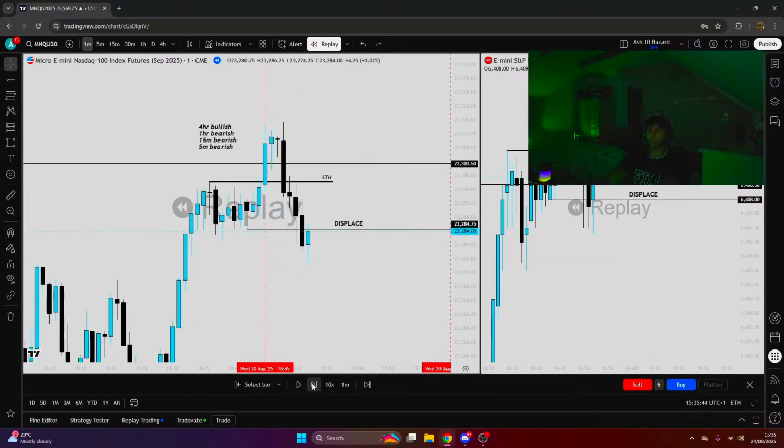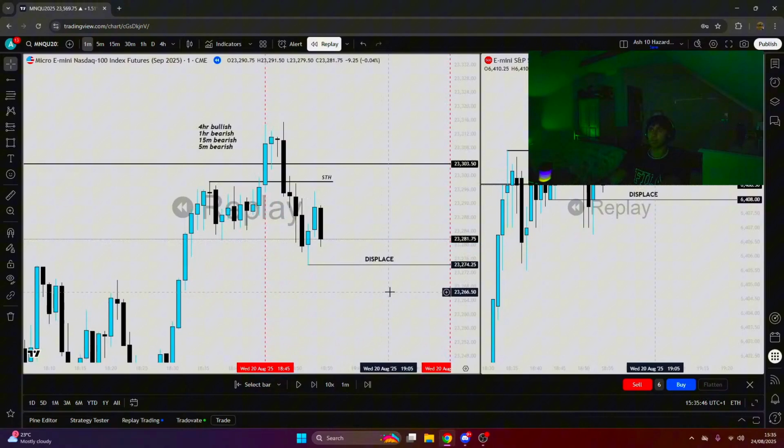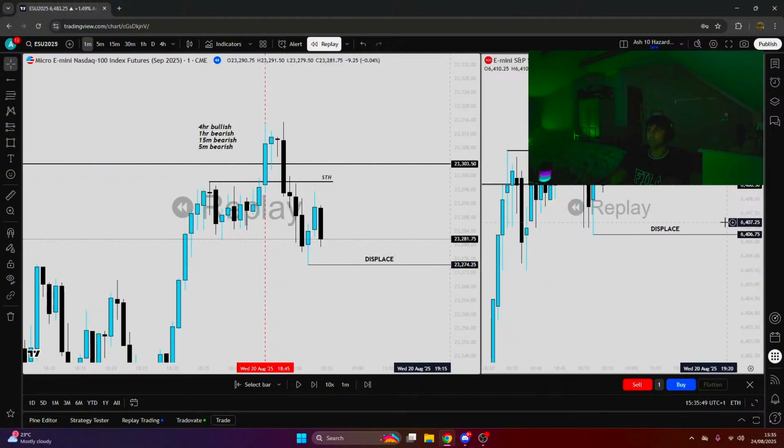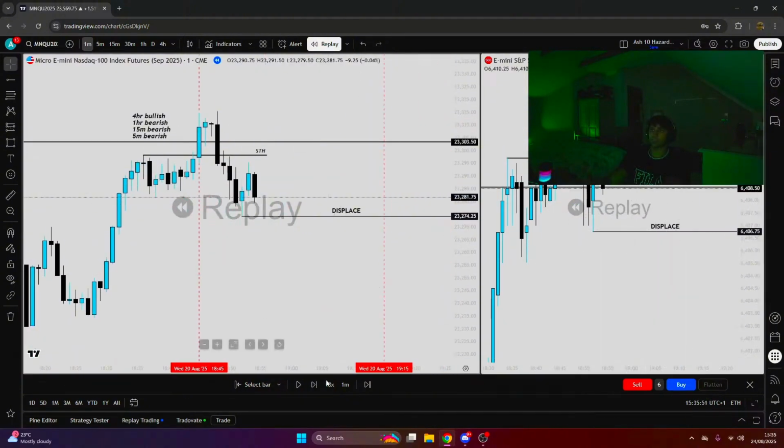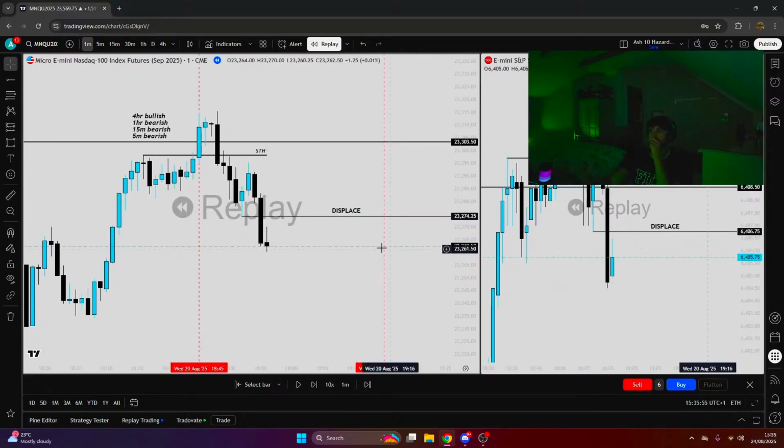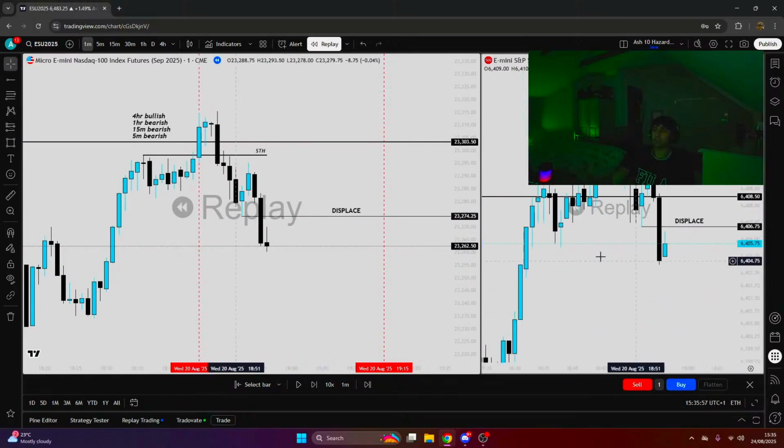So let's see if we get a further displacement lower. We've got a bit of structure that's formed here. So this looks cleaner to take. Alright, there we go. So we've got a displacement lower on both NQ and ES. We've got a fair value gap on both NQ and ES.